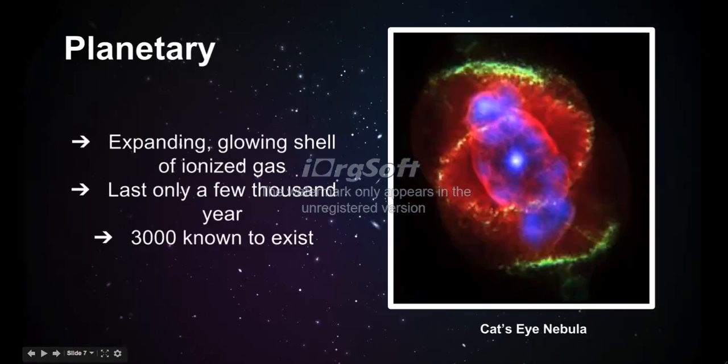The next type is planetary nebulae. Planetary nebulae consist of an expanding glowing shell of ionized gas. They are relatively short-lived, lasting a few tens of thousands of years, compared to a typical stellar lifetime of several billion years. Only around 3,000 planetary nebulae are now known to exist in our galaxy, out of 200 billion stars. In short, they are quite rare.